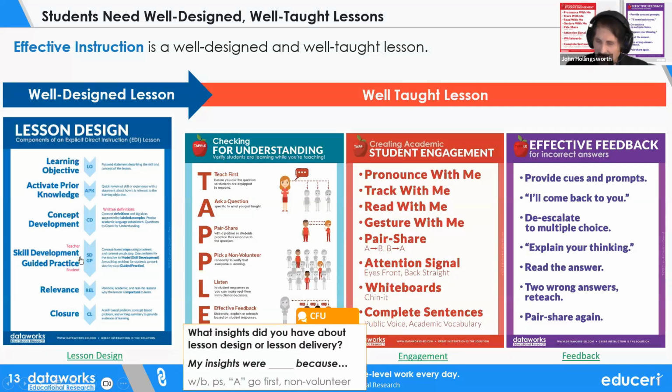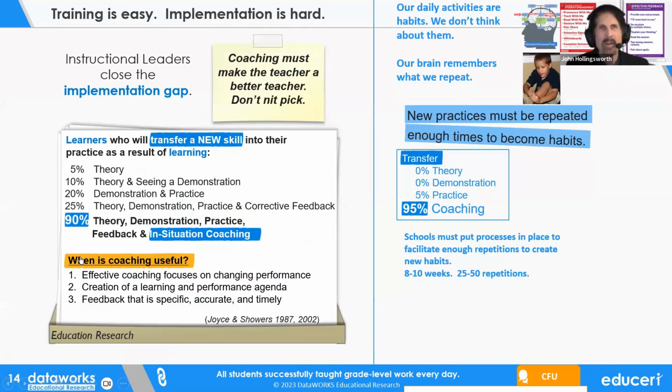Okay, let's go on to one more slide. Now, I know we're going to have some leaders in here and principals, and I want to include a little bit of instructional leadership in here. So training is easy. We are doing the training right now. Implementation is what is hard. So let me just give you a little research, and this will be useful for teachers also.